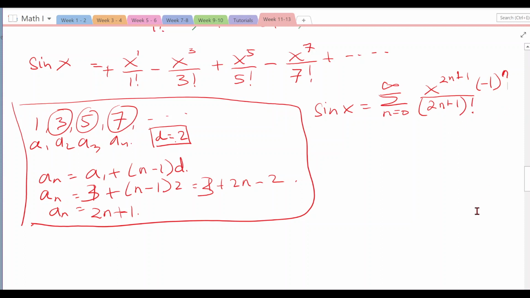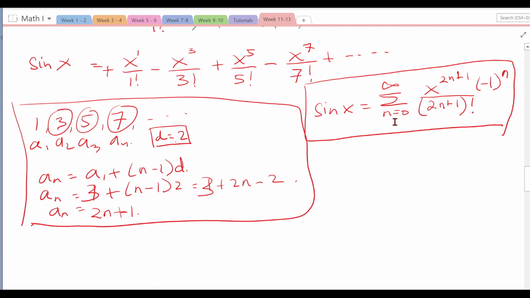That would be our Maclaurin series for sin x. So sin x is the sum from n equals 0 to infinity of x raised to the power of 2n plus 1, all over 2n plus 1 factorial, times negative 1 to the power of n.